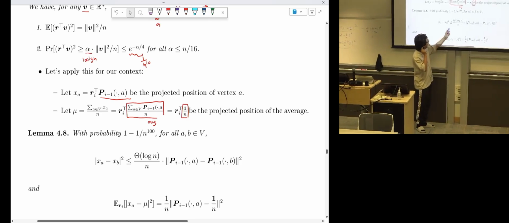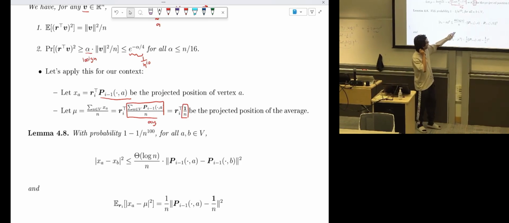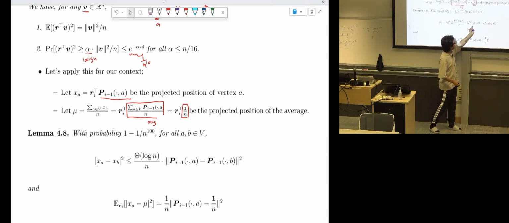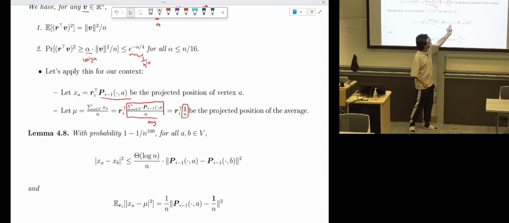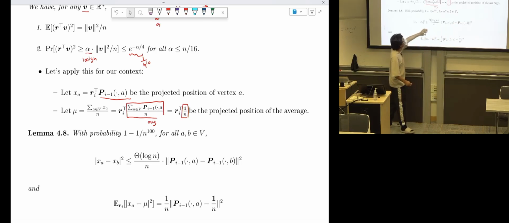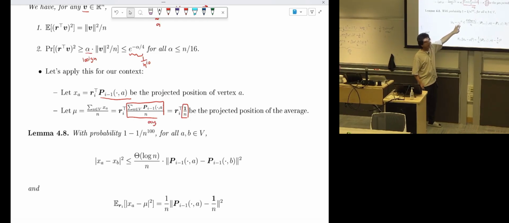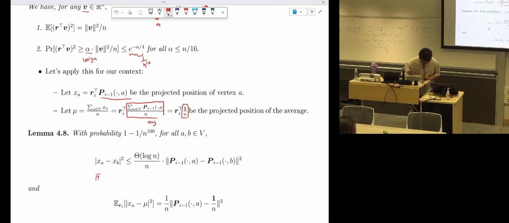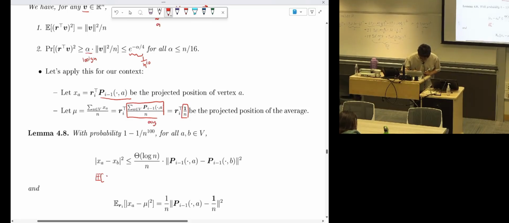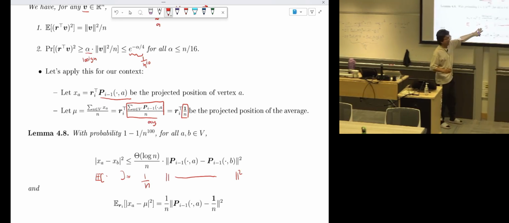We're gonna have that. First of all, if you look at the square distance between A and B, they are basically kind of the same as the square distance after projection. In expectation, they are the same actually. Yeah, in expectation, these things are the same, just 1 over n times this thing.